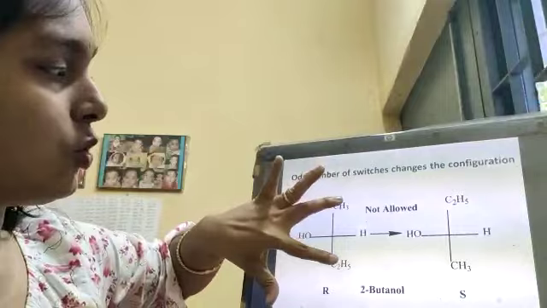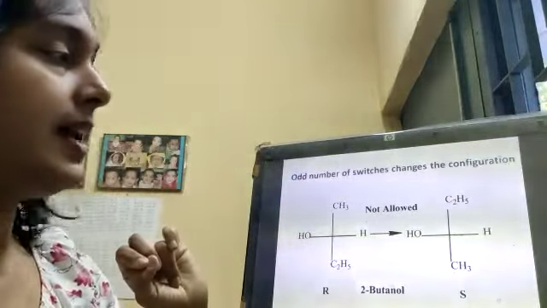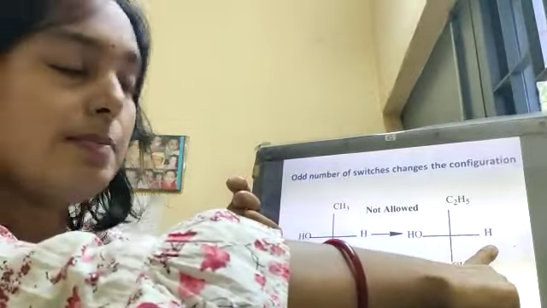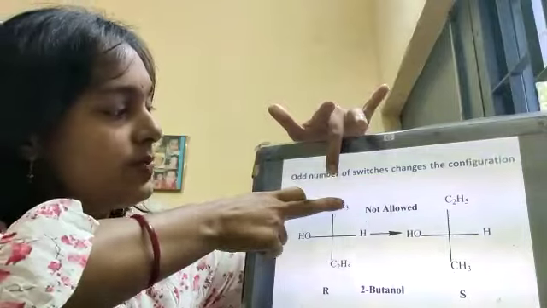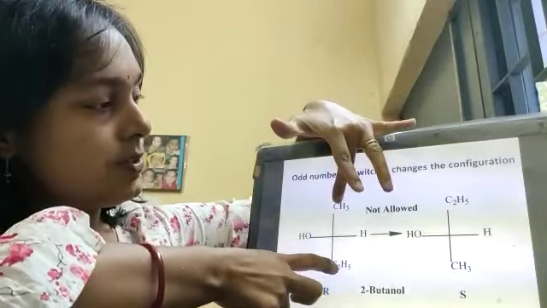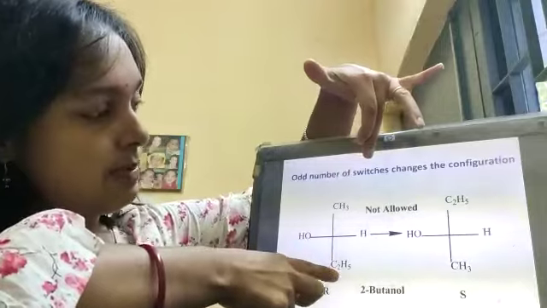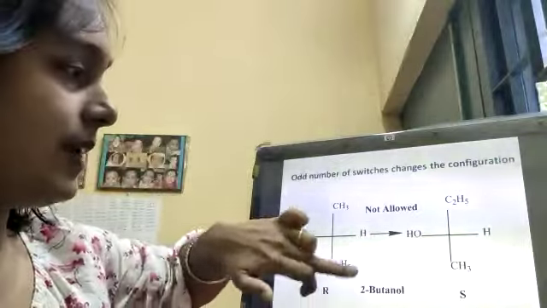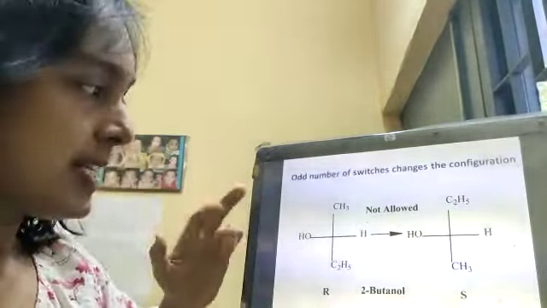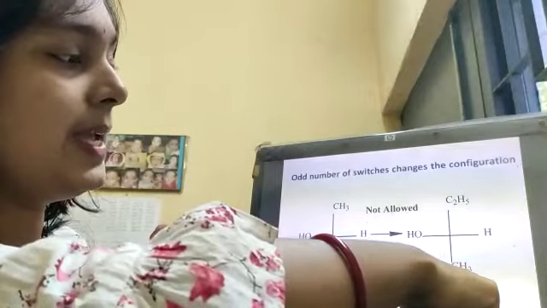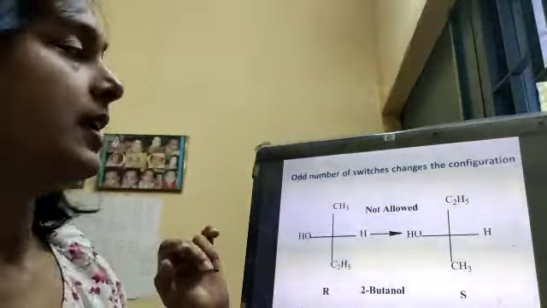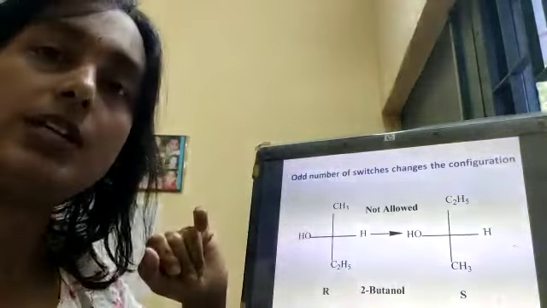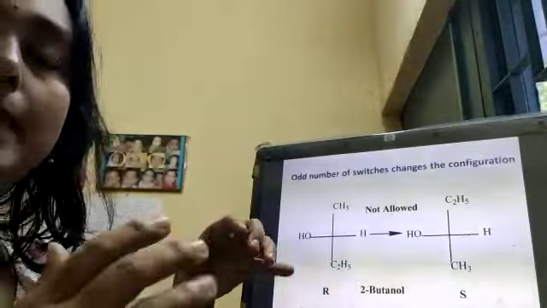Next one is odd number of switches changes the configuration. So if we change the groups once only, then the configuration will be changed. See, same position, OH, H, same position, but we have interchanged the C2H5 with the CH3. Here, CH3 is upward, here it is downward, C2H5 downward, C2H5 here is upward. So if we consider the configuration, it will be R, but after changing, it will be S. So this type of change, or odd number of switches, is not allowed for the configuration because the configuration of the compound will be changed.